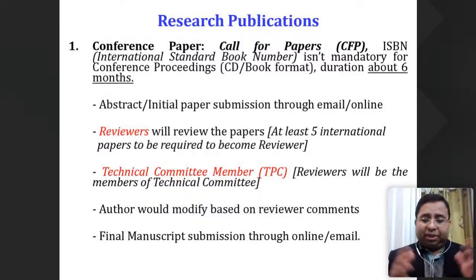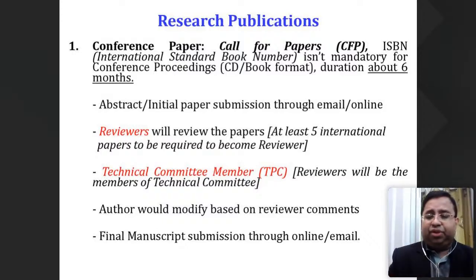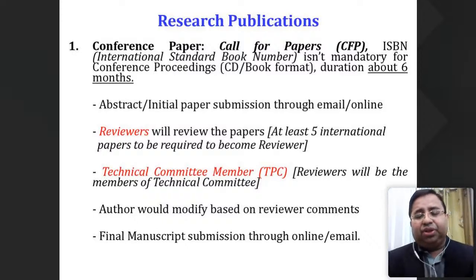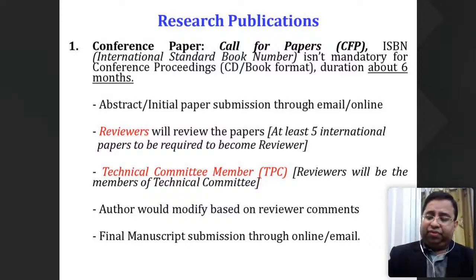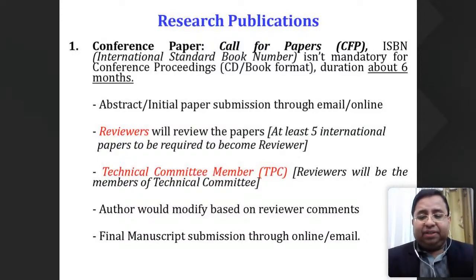And then you submit the paper, okay? So who reviews the paper? There will be a reviewers board. Reviewers will review the papers. And now, who will be the reviewer? At least 5 international papers are required to become a reviewer. It's not that you just claim you have 100 papers, because they will determine the reviewer's quality from your publications.